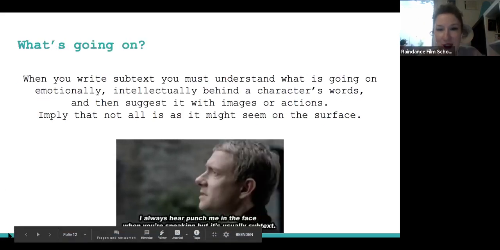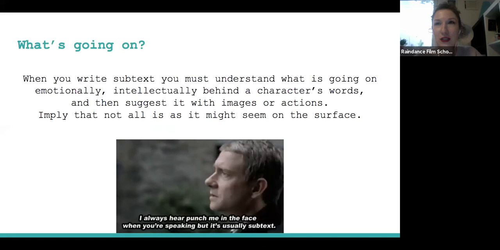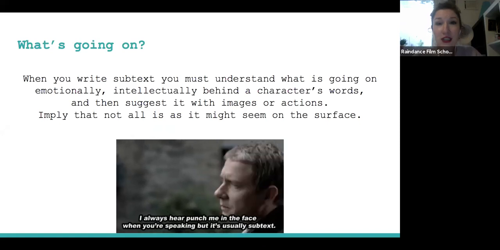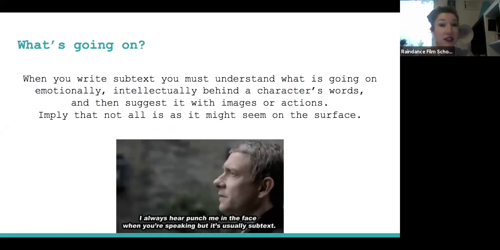What is really important about subtext as well is that for every scene, you need to understand what the character is really meaning. You must know what is going on underneath, emotionally and intellectually, because when you know that, it will be much easier for you to write the subtext. And then you can imply that something is not exactly as it seems on the surface. You can suggest things by using images or actions or particular phrasings that will support these implications.